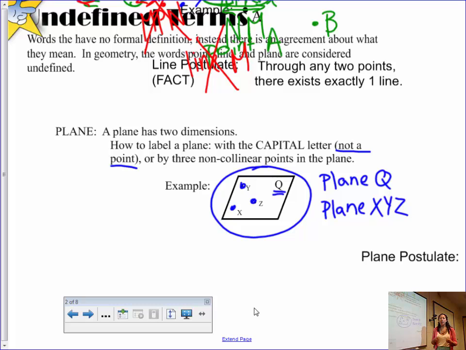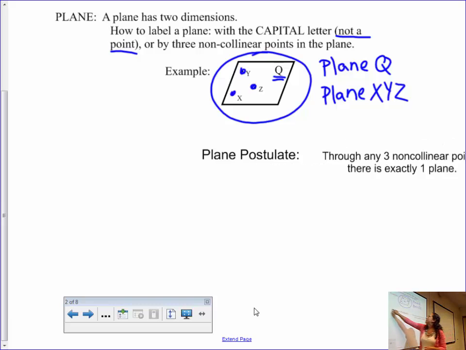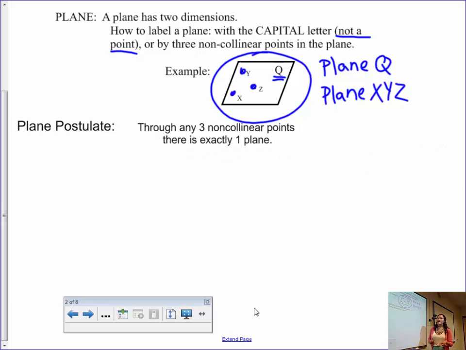There's also a plane postulate. Just like there was a line postulate, there's a plane postulate. So this is what this guy says. Any 3 non-collinear points, again, non-collinear, just like the way we were supposed to name it, is exactly one plane. Okay, so I can have a plane through any 3 non-collinear points.